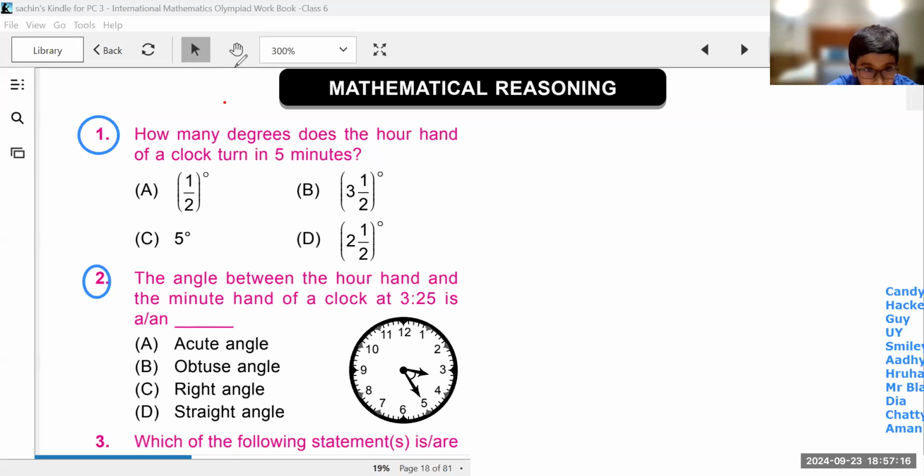Dharam, do you prepare for Science Olympiad? Sir, no. You don't do any preparation from your end also?